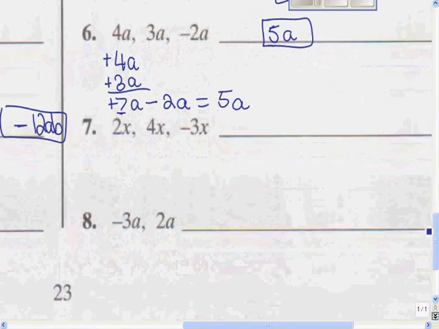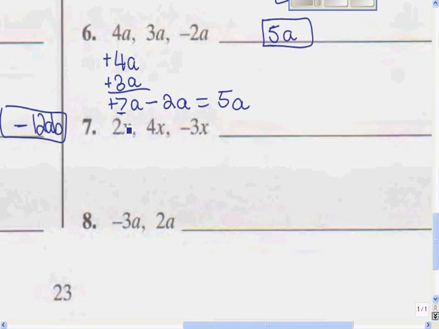Okay. Well, again, here we have two positive numbers. I'm going to add them. 4x plus 2x is 6x. Now I've got a positive 6x and a negative 3x. Well, positive 6x minus 3x, I'm going to subtract, so that leaves me with 3x. And since 6 is a positive and that's bigger than 3, which is a negative, I know my answer is going to be positive, so I just leave it like that.